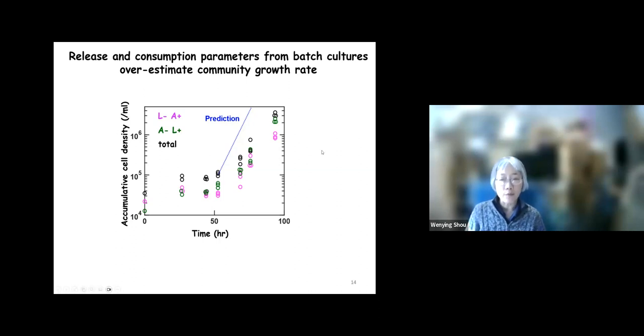Of course, if you allow me even one free parameter, I can make this arbitrarily accurate, right? But that's meaningless. So that means even with such a simple system, I was not able to predict or understand why they're growing at this rate. So it was very discouraging.